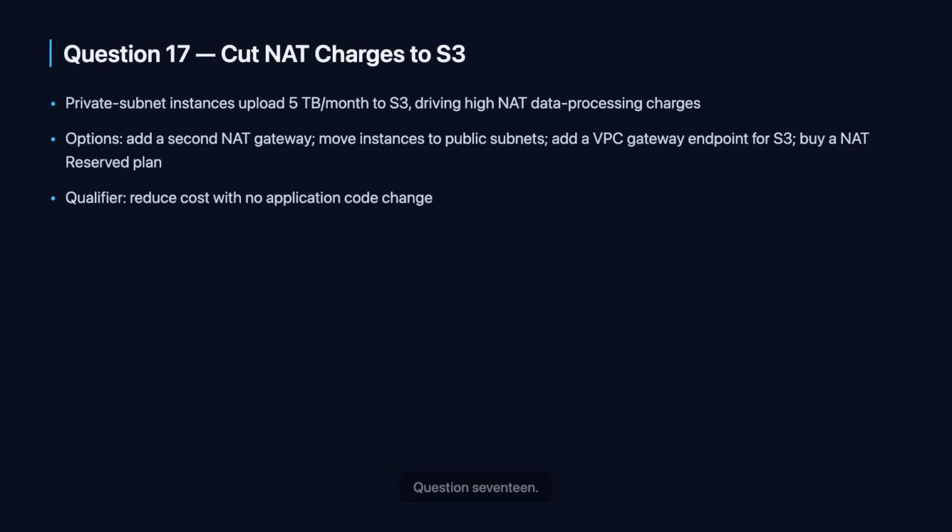Question 17. Private subnet instances upload 5 terabytes a month to S3, and that traffic is driving up NAT gateway data processing charges. The options are add a second NAT gateway, move the instances to public subnets, add a VPC gateway endpoint for S3, or buy a NAT reserve plan. The qualifier is reduced cost with no application code change.